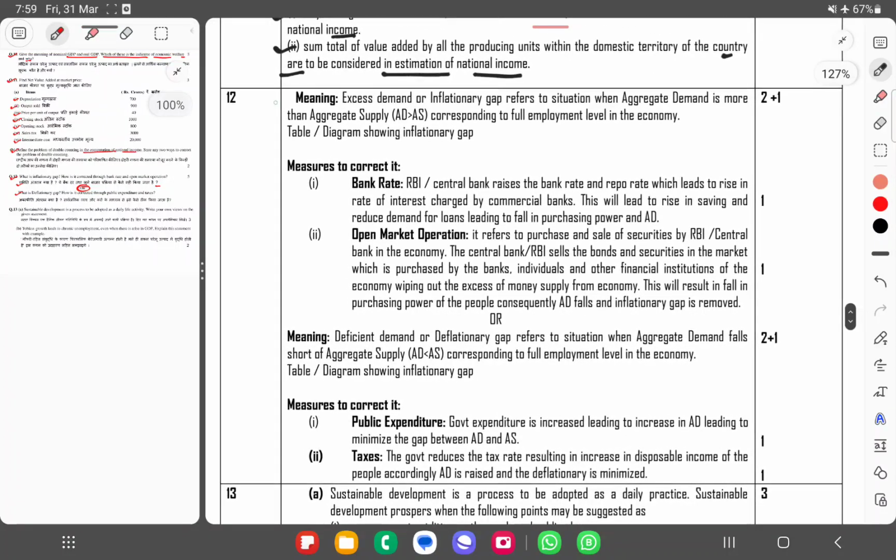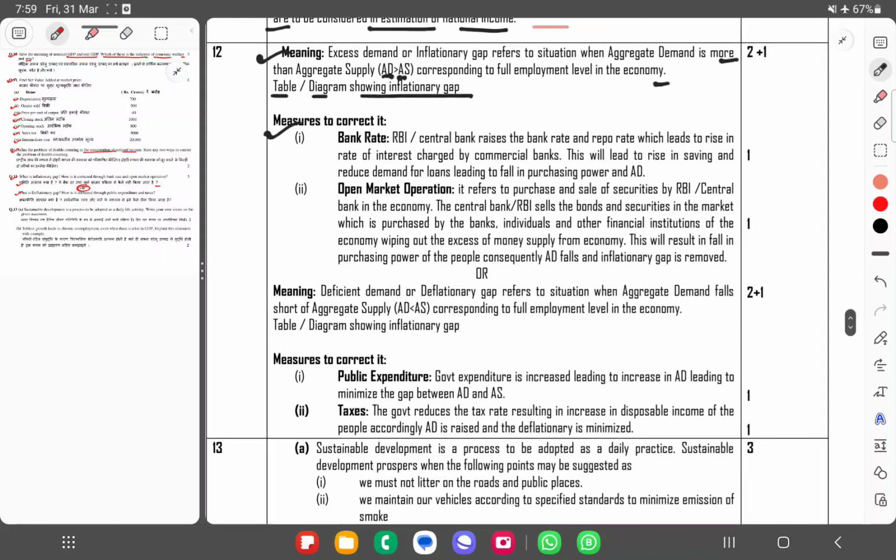Meaning: excess demand or inflationary gap refers to the situation when the aggregate demand is more than the aggregate supply. AD is more than AS, corresponding to the full employment level in the economy. Table diagram showing the inflationary gap. Measures to correct it: bank rate.